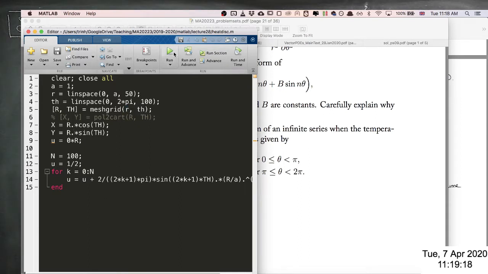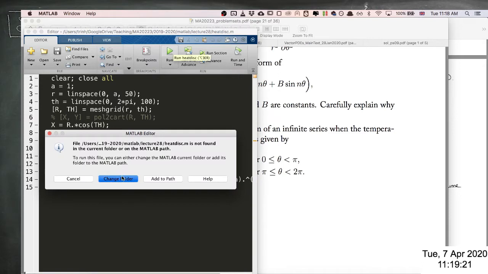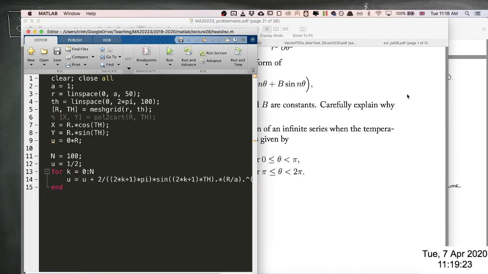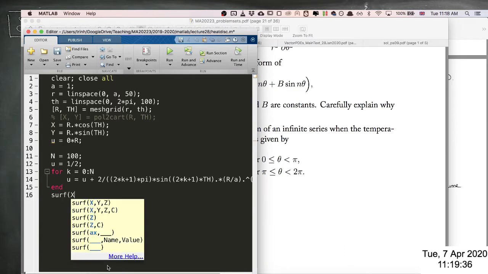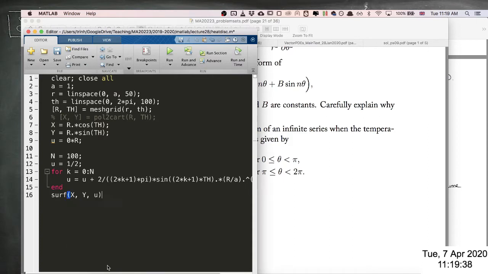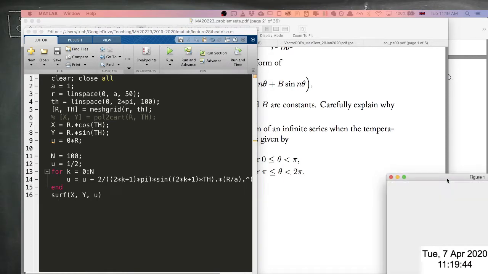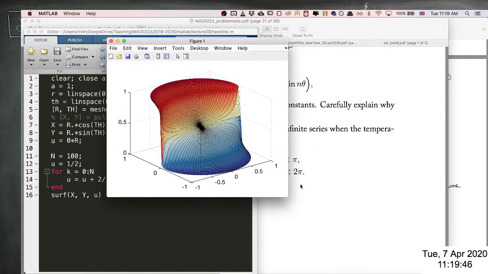Let me plot for you the solution now. Oh, there's no plotting command. So I'm going to make a surface. There are different ways of plotting this. Let's plot X, Y, and the temperature U. Okay, and here is what it looks like.